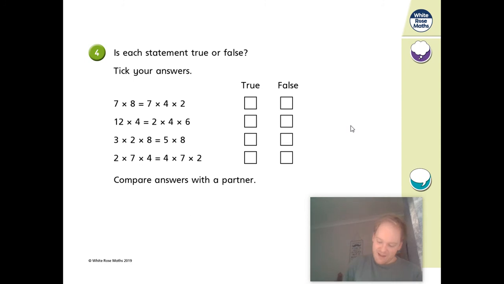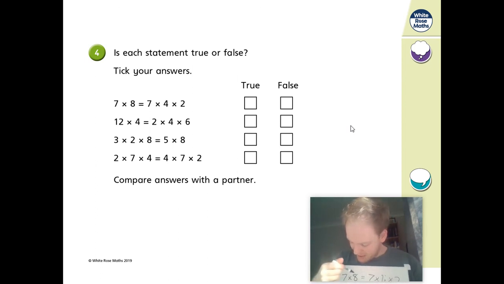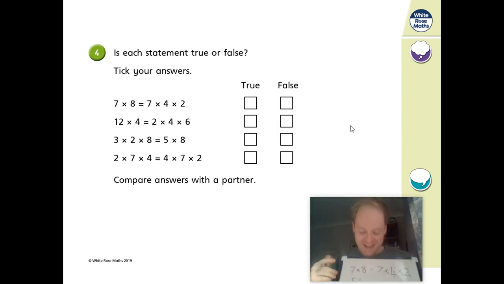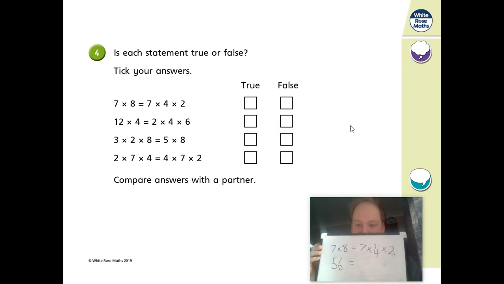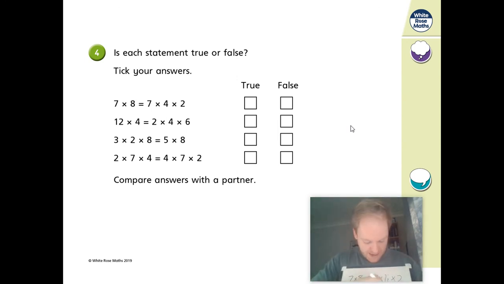So we've got 7 times 8 equals 7 times 4 times 2. Now 7 times 8 is 56. Now I can guarantee you some of you got there quicker than me because you're better at times tables than me. 56 equals, now we'll do 7 times 4 is 28 times 2.